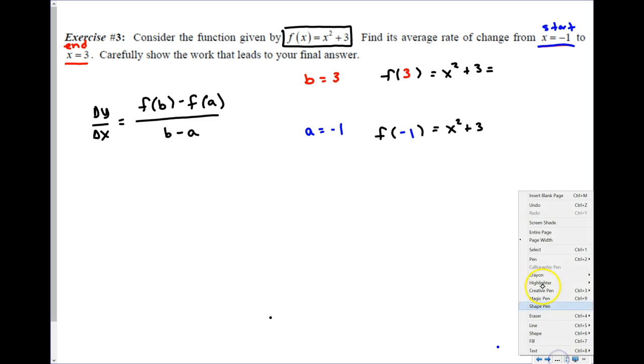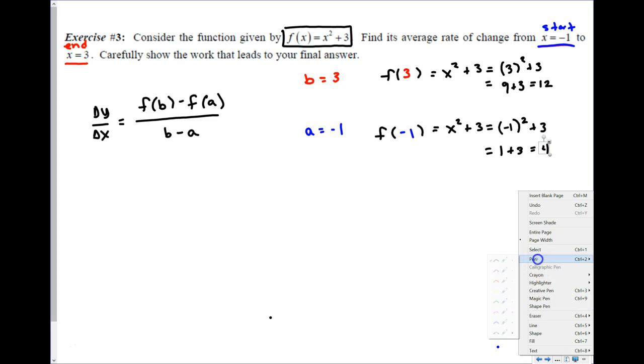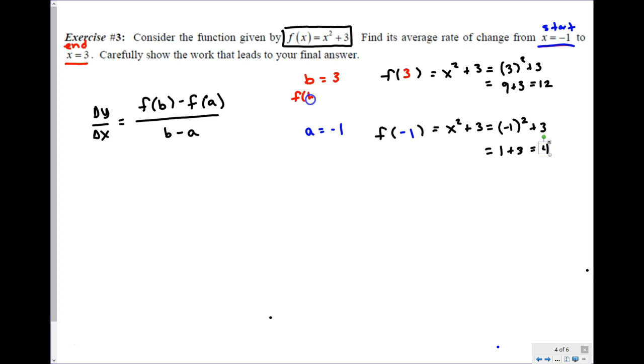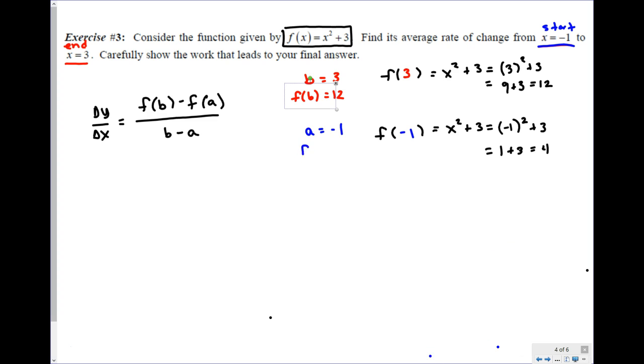So for the first one, instead of x, what am I going to plug in? I'm going to plug in 3. So I get 3 squared plus 3, which equals 9 plus 3, which gives me 12. For the second one, I'm going to plug in -1 squared plus 3. -1 squared is 1, and 1 plus 3 equals 4. So that means that f of b equals 12, and f of a equals 4.